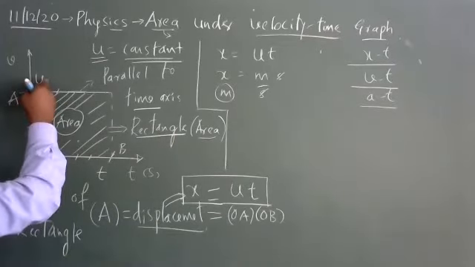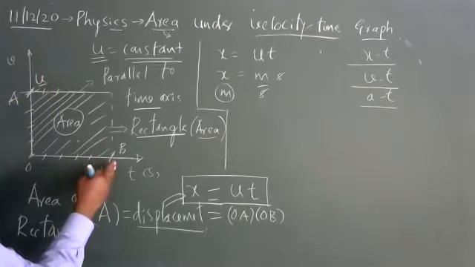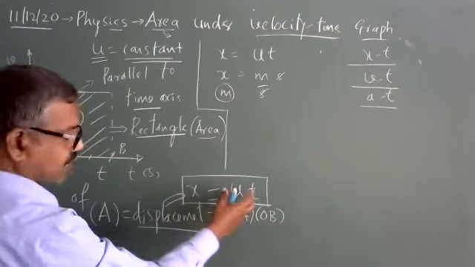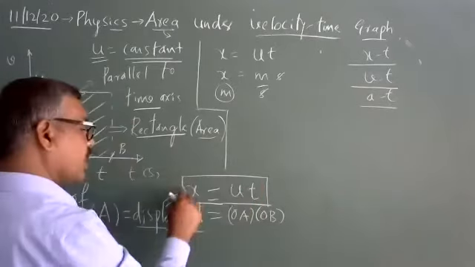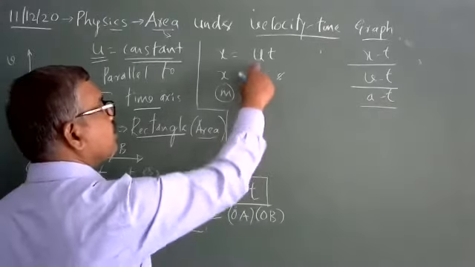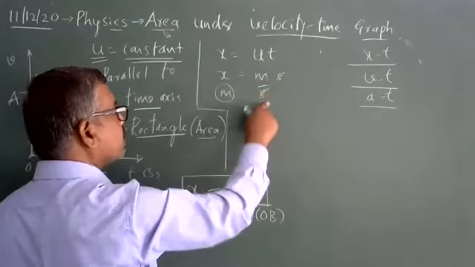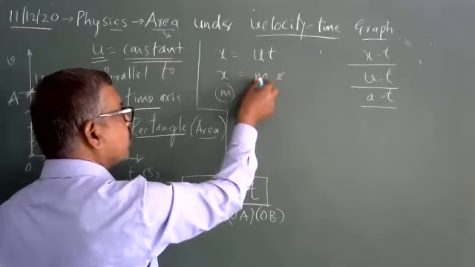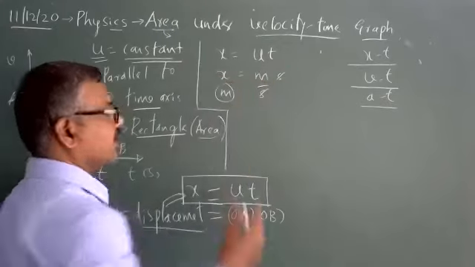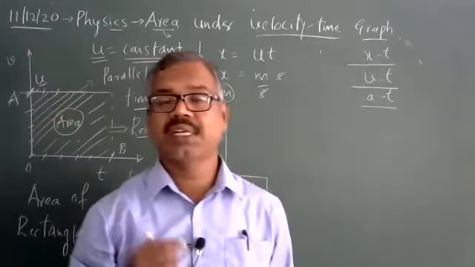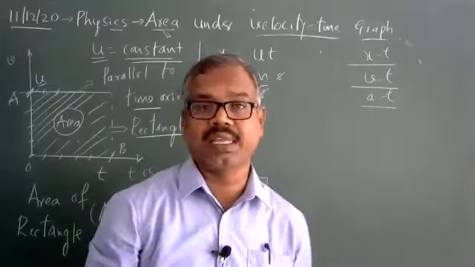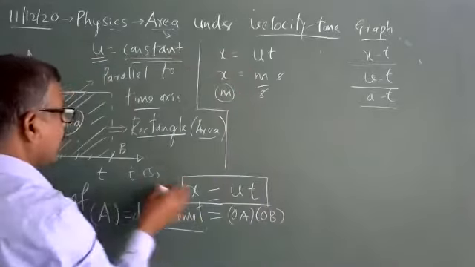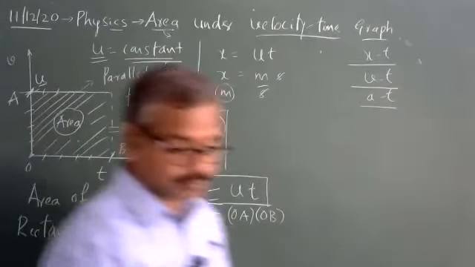Height is OA. OA I can take as u, and width I can take as t. u into t is a physical quantity. The product cannot be area because the unit is meter. Velocity is measured in meters per second, time is measured in seconds. Hence finally this product has the unit meter. So the left-hand side should be a physical quantity which satisfies the dimension of displacement or a length. So we take it as a displacement. Area is a concept.